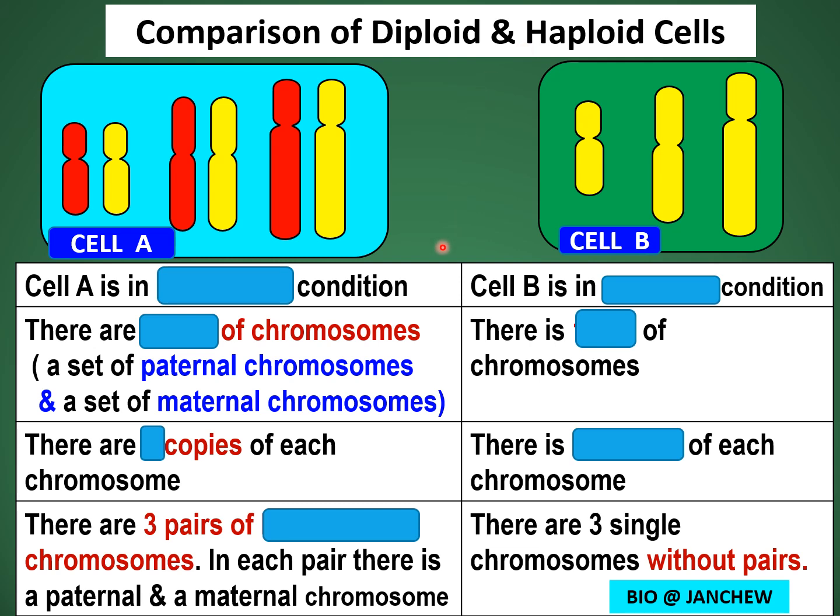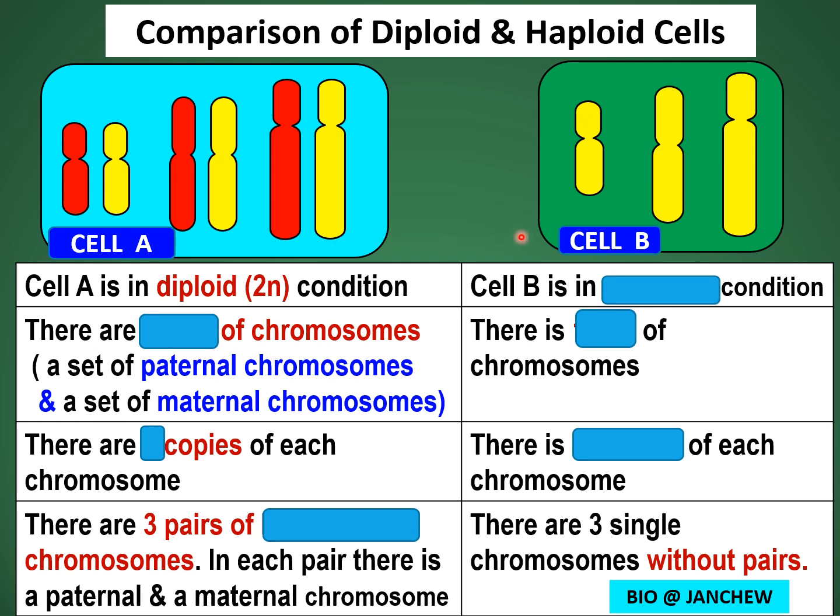So let's test ourselves. Now let's say this is cell A and this is cell B. On this side is all the description about cell A and this side for cell B. So cell A is in what condition? Diploid or haploid condition? Yes, diploid. How do we know that? Because there are two copies of the short chromosome, two copies of the medium-sized chromosome, two copies of the long chromosome. So it is called a diploid cell. That's the easiest way to find out.